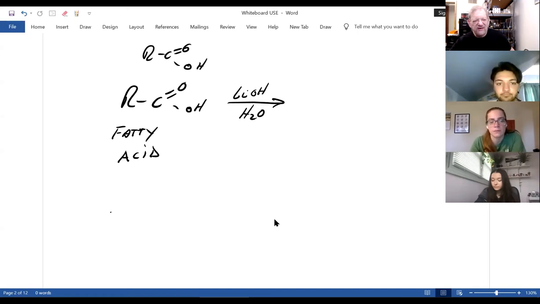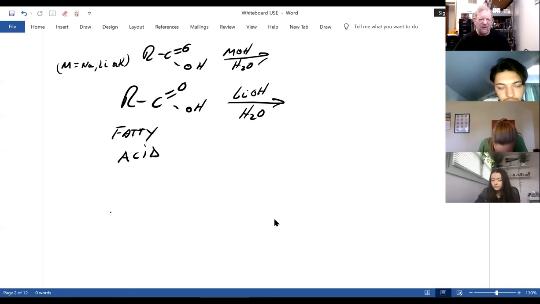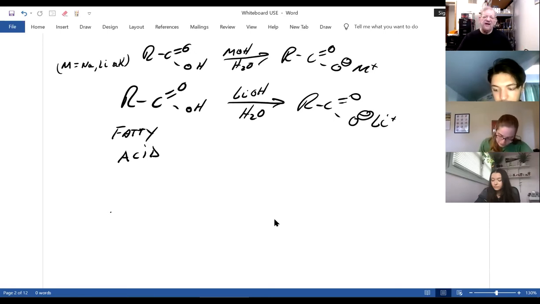What do we have for test number 3? You have MOH, lithium, sodium, or potassium hydroxide. That's the base. And you'll get the carboxylate anion. In this case, what you get is this. And this is called the lithium grease or soap.